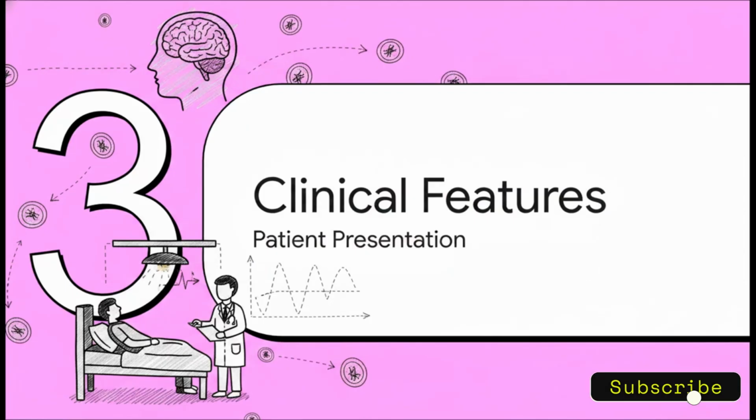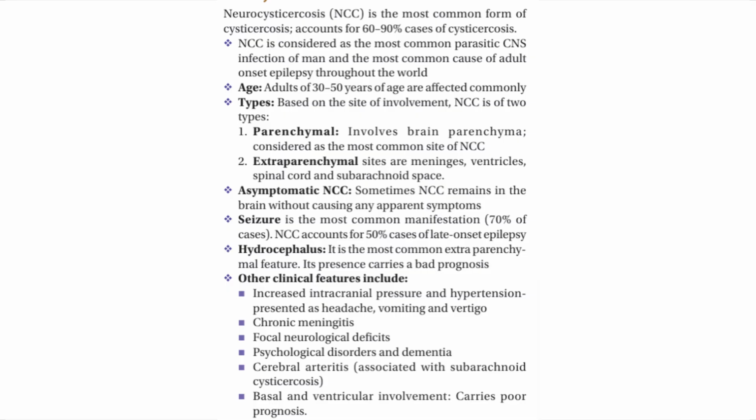All right, Section 3, clinical features of NCC. How does this pathogen actually manifest when a patient walks into your ward? This next part is pure gold for your exams. Listen to this. Neurocysticercosis is the most common parasitic CNS infection in humans, and literally the number one cause of adult-onset epilepsy worldwide. Look at that first bullet, seizures. They happen in a whopping 70% of cases. It is the ultimate red flag.